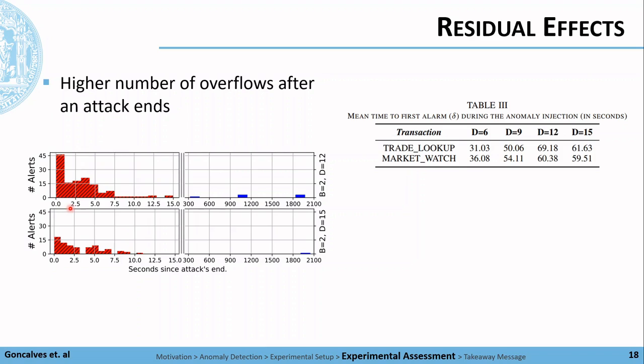We computed the mean time to the first alarm under an attack period and used this value as a threshold. In this table, since we are using the mean time from all failure modes, the higher the D, the greater the chance that some alarm would not happen, and then the lower value in the column D equals 15 is expected for these 2 transactions.